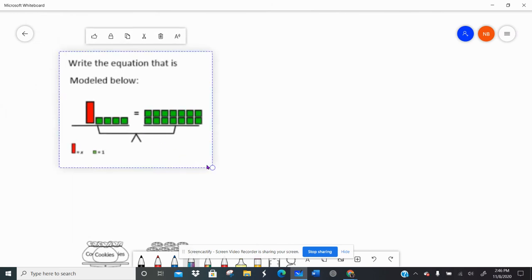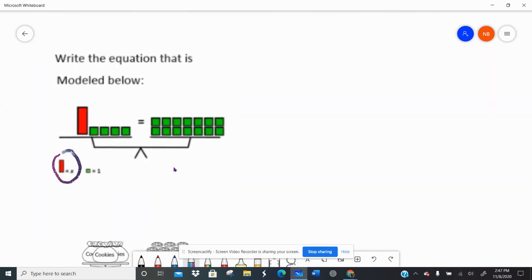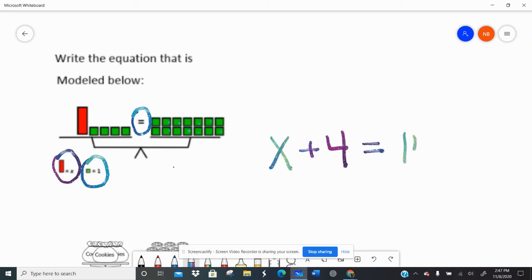If I look at this one down here, again, you want to focus on the key. The red rectangle is x. The green square is 1. So if I look at the left-hand side, I have 1x, so I write that just x, and then I have 4 green squares. So x plus 4 equals, because again, they're balanced, and then I count over here. 1, 2, 3, 4, 5, 6, 7, 8, 9, 10, 11, 12, 13, 14. So x plus 4 equals 14.